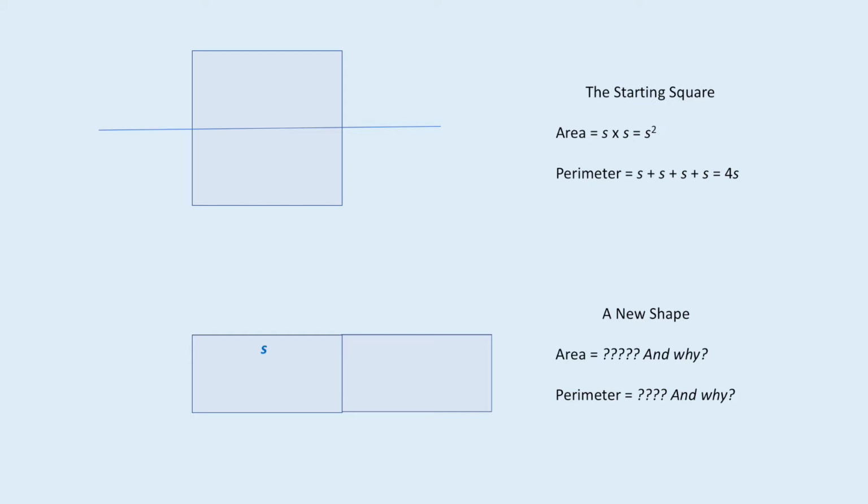So when you figure out, I think the new area will be such and such, make some notes about how you reached your response. And when you figure out, I think the new perimeter will be such and such, ask yourself how you reached that answer as well. So you can pause the video now to take some time to work on what we presented.